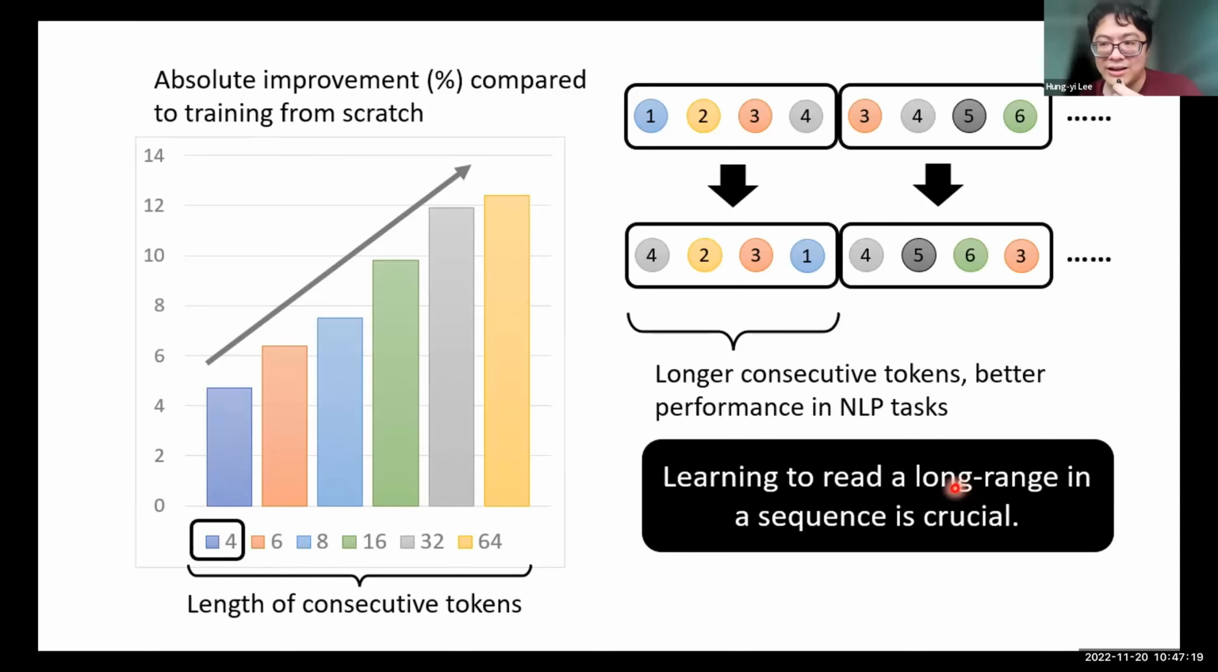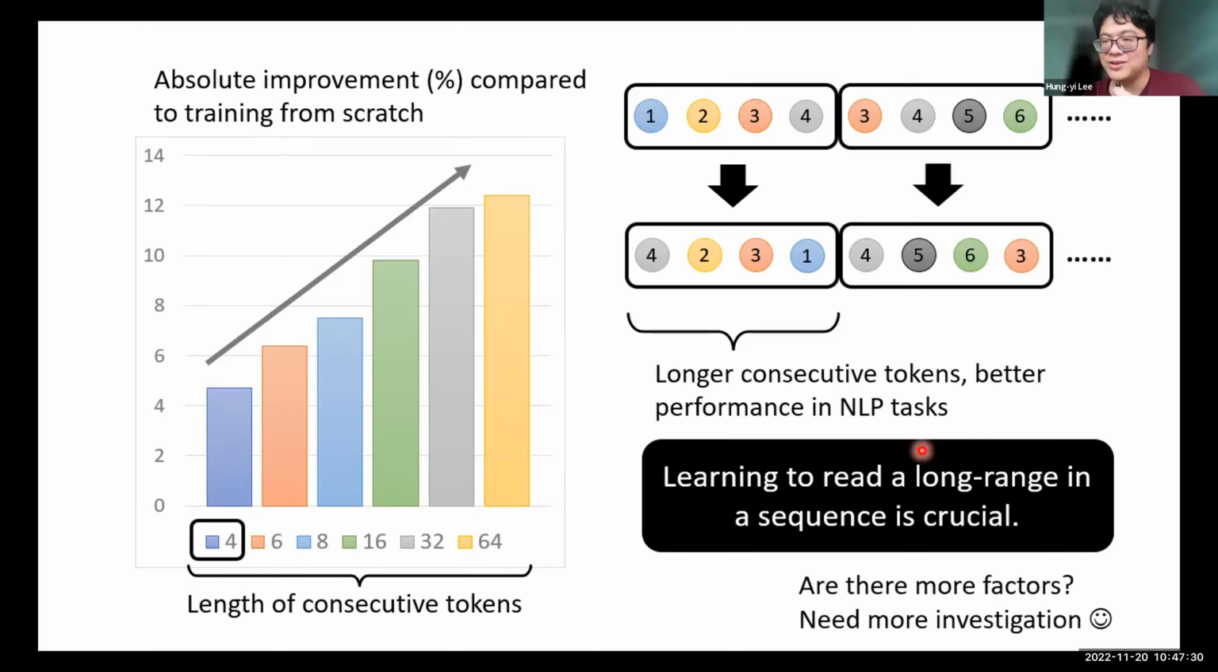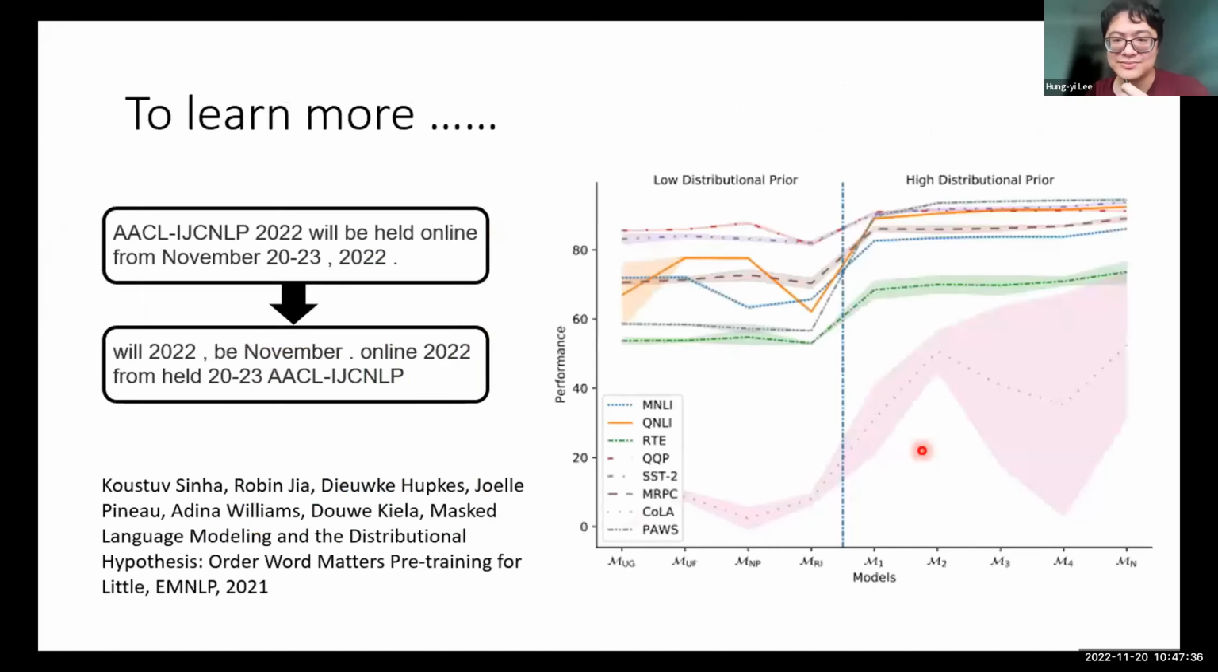So this is one conclusion from our paper. Are there other factors that also influence the results? Are there other key factors for the success of pre-trained models? We don't know. This is an open question for you to investigate further.